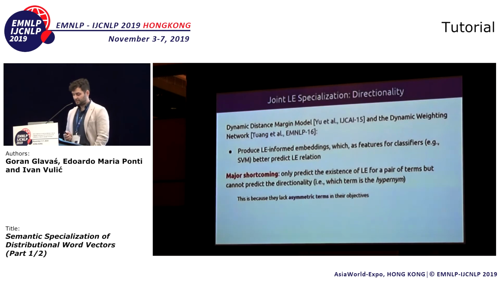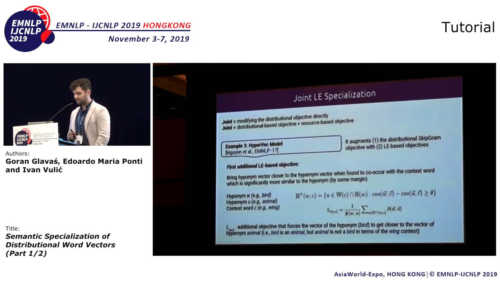These two models have actually been shown not to really capture directionality. They can predict, for a pair of words, whether they stand in a lexical entailment relation once you specialize the vectors, but the norms haven't been really changed in such a way that you can predict directionality. So you can't say which word is a hyponym and which is a hypernym in a pair. So they lack explicit asymmetric terms in their objectives.